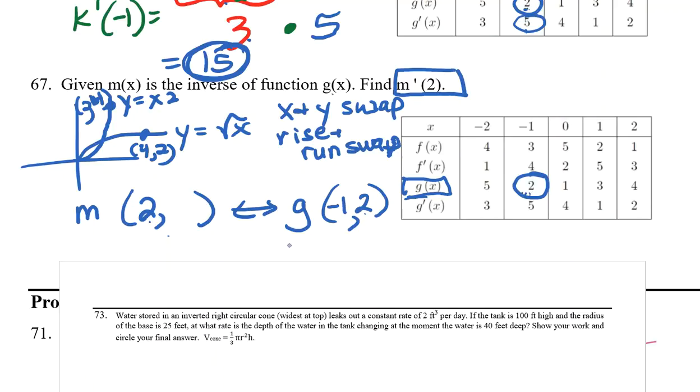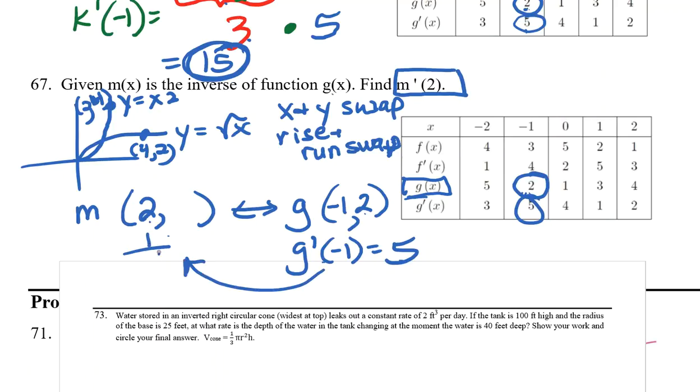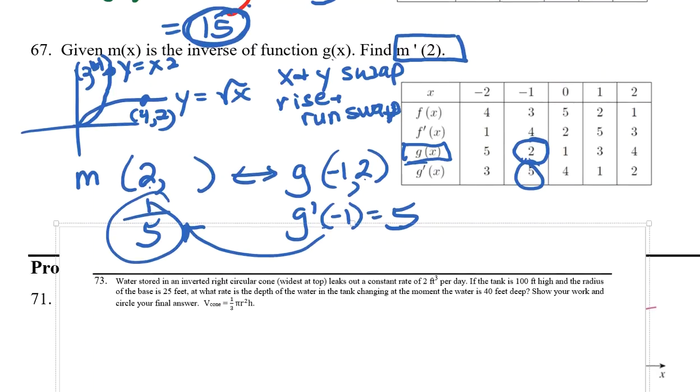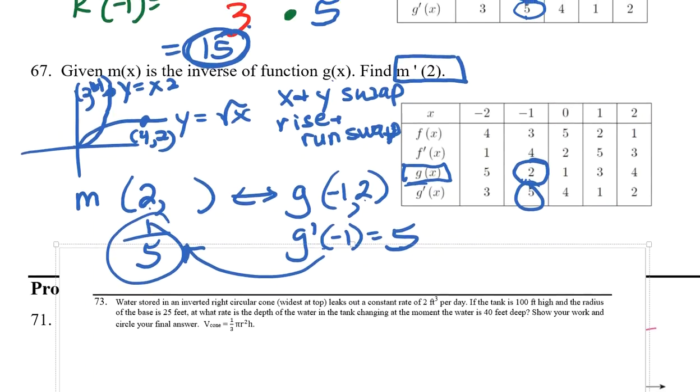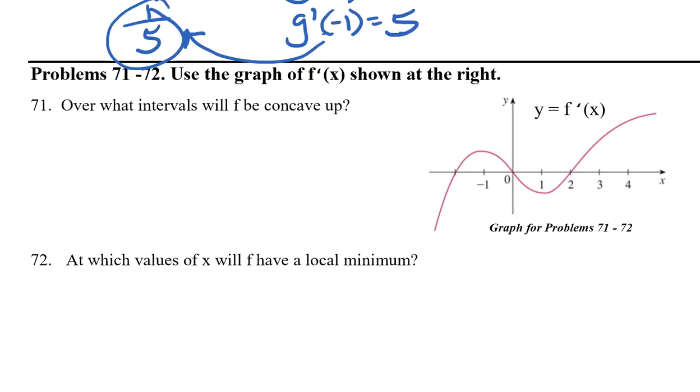And notice we know what g prime is here. G prime at this point is 5. So if g prime of this point is 5, then we can go back and say, well, then we know that the rise and the run on function m simply flip over. So all we have to do is find the matching point. Slopes on inverses are reciprocals. And we'll finish up 2 more here very quickly.